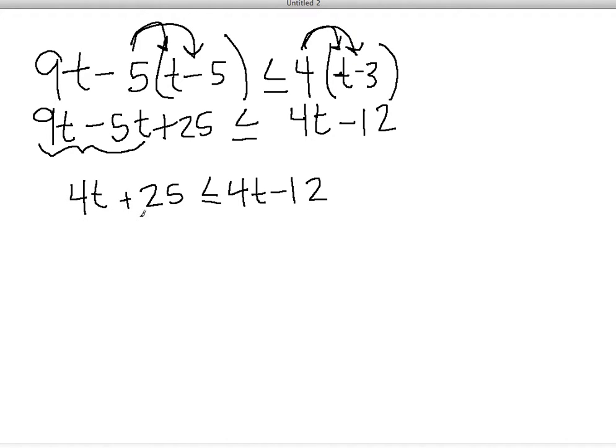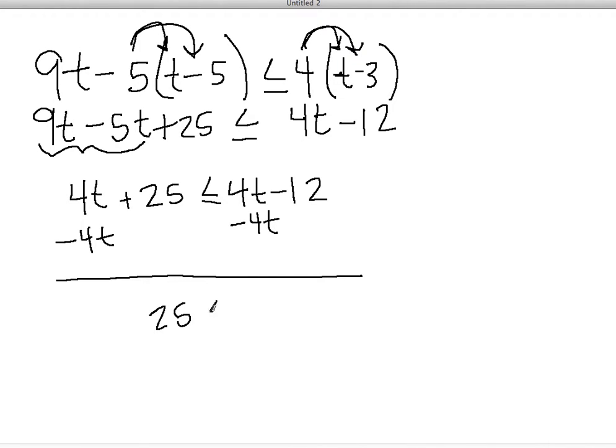Okay, I can't combine any like terms on the same side anymore. So now what I'm going to do is try to get all the variables on one side, the constants on another side. So if I try to subtract 4t, I get minus 4t, and then I get minus 4t. So we have 25 is less than or equal to negative 12. Because look, 4t minus 4t, those cancel out, that gives us 0. We're left with that 25. And 4t minus 4t, oh, those go away too. So we got 25 is less than or equal to negative 12.